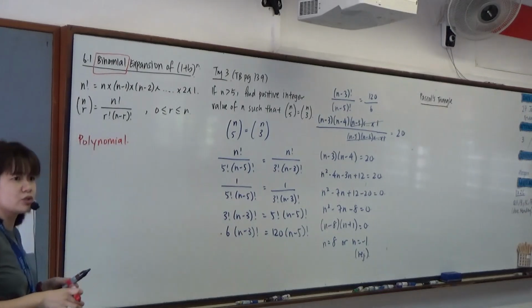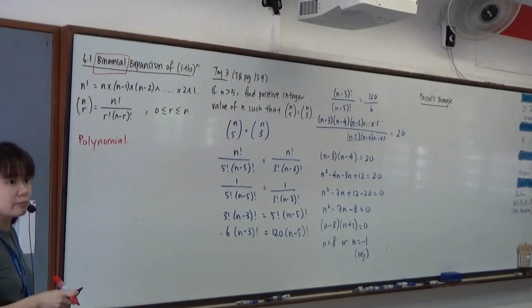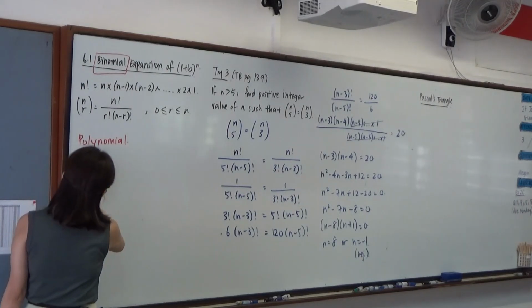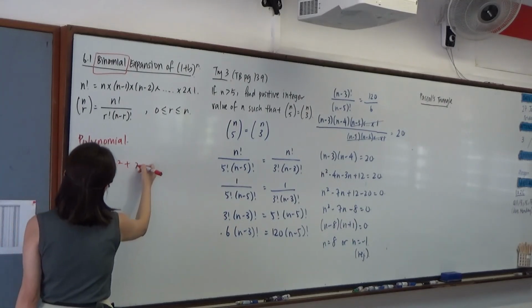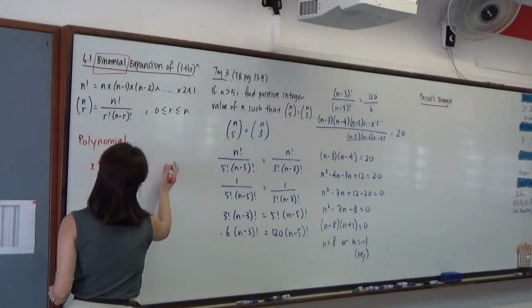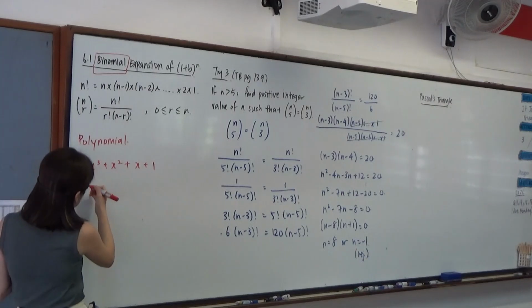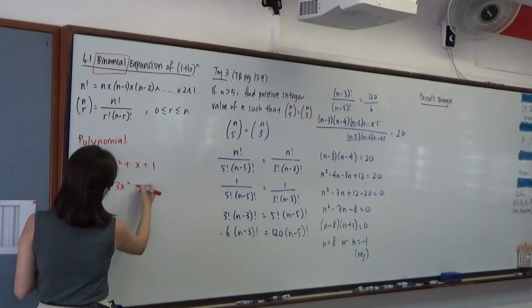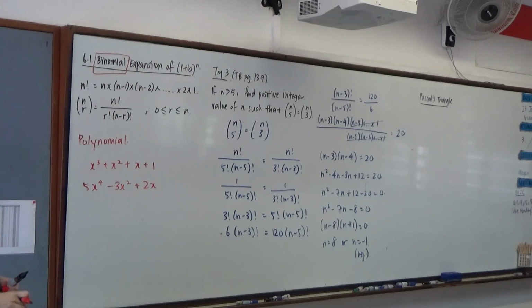I think that's chapter 3, or is it chapter 4? Forgot already. Last year we learned polynomials, and we know that polynomials are terms such as having x to the power n. For example, we have x cubed plus x squared plus x plus 1. So this is your cubic polynomial. You can also have a degree 4 polynomial, let's say 5x to the power 4 minus 3x squared plus x, something like that. So we have learned about polynomials last year already.